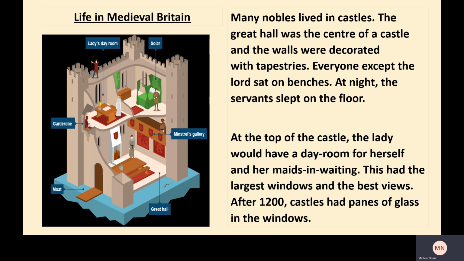Now, life in medieval Britain. Many nobles lived in castles, and the Great Hall was the centre of a castle, and the walls were decorated with tapestries. Tapestries are material wall hangings that would have depicted something about life then. Everyone except the Lord sat on benches, and at night the servants slept on the floor. At the top of the castle, the lady would have a day room for herself and her maids in waiting.